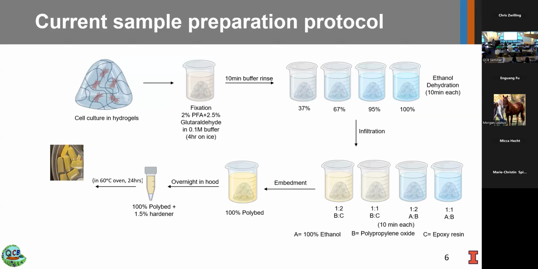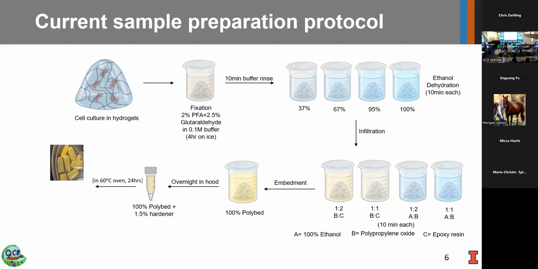Irrespective of the application, right now the main hurdle in the initial part is sample preparation, which has to go through all these steps. It starts off with cell culture in hydrogels. You fix them, go through a graded ethanol dehydration process. You use an epoxy infiltration process for epoxy to be able to infiltrate between the cells. Put it overnight, and then you have these blocks of epoxy with samples at the top here.